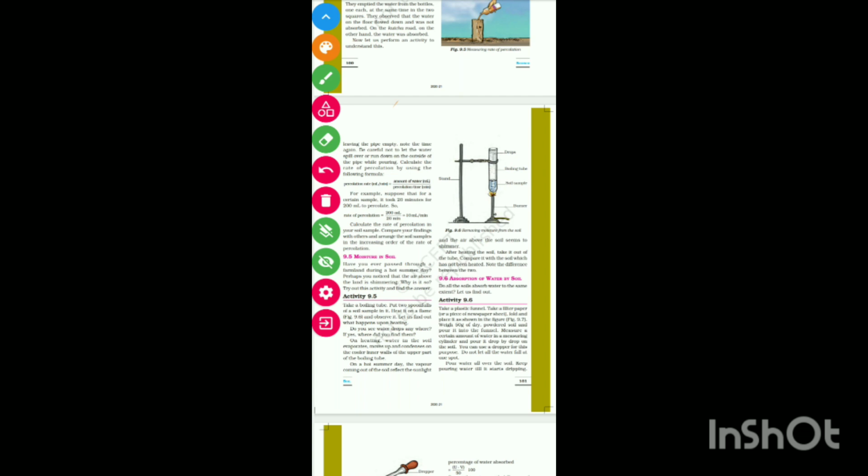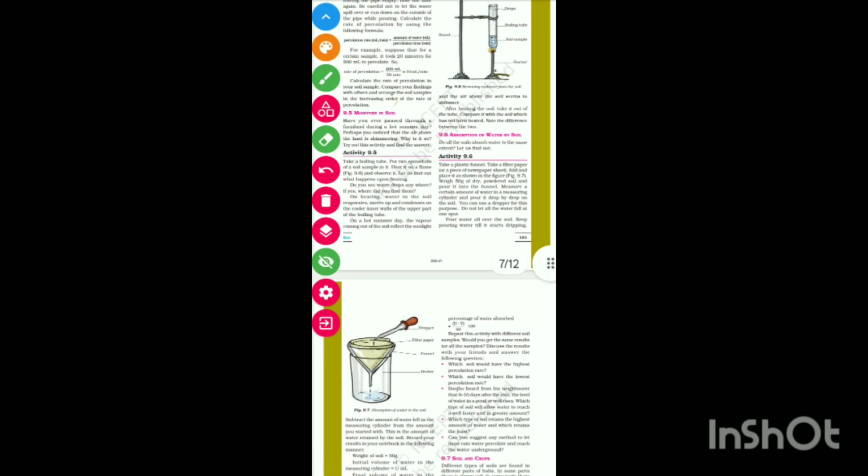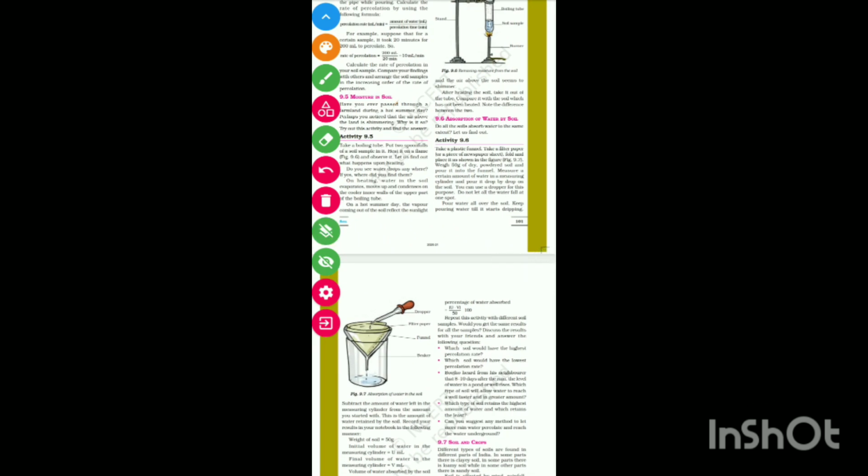In figure 9.6 you can see how to remove moisture from the soil. You can remove moisture from the soil by doing this. So next is absorption of water by soil. Do all soils absorb water to the same extent? Let us find out.